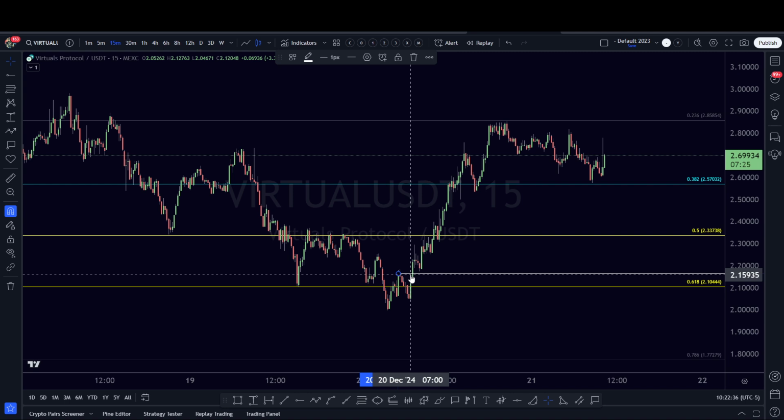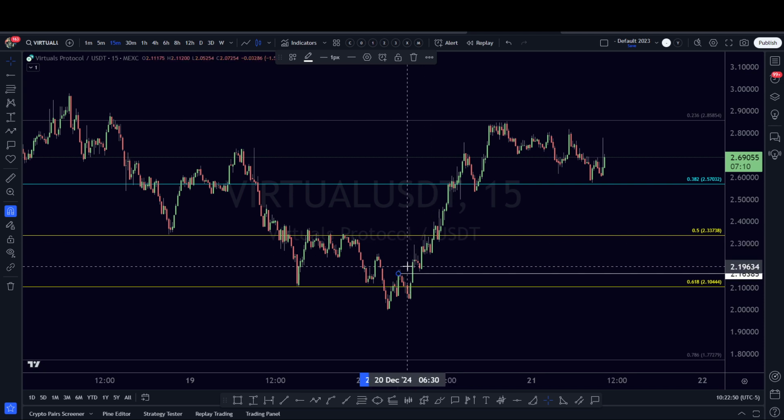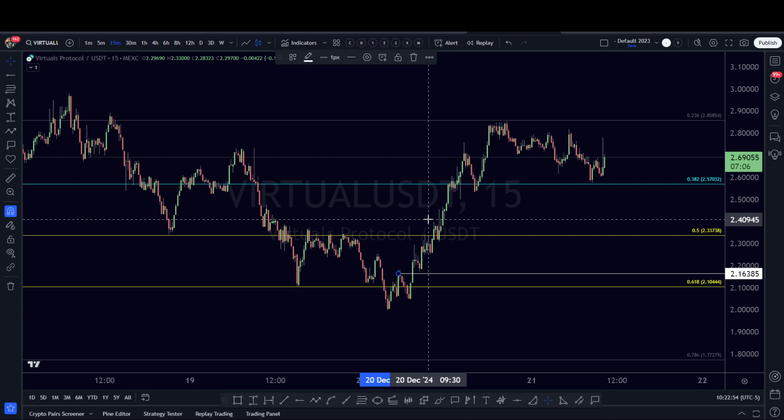The lower the time frame, the higher the risk, the higher the reward. The higher the time frame, the lower the risk, the lower the reward. Now, what do I mean by that? Well, if you're going on a 4-hour, if you want to wait for a 4-hour to close, more than likely the price already moved up 10, 15, maybe even 30% before you enter.